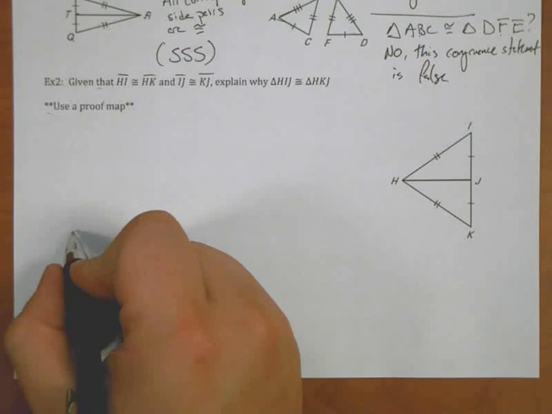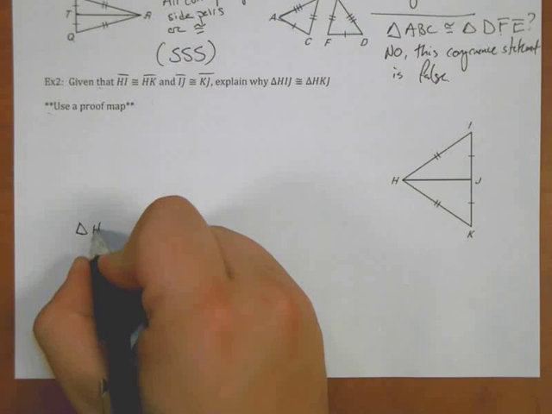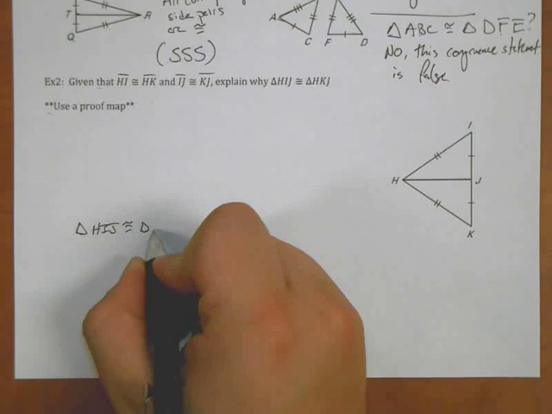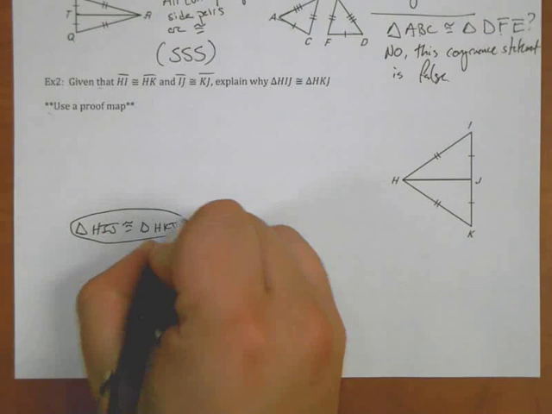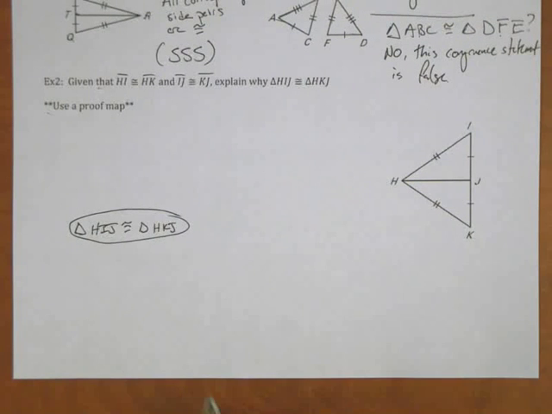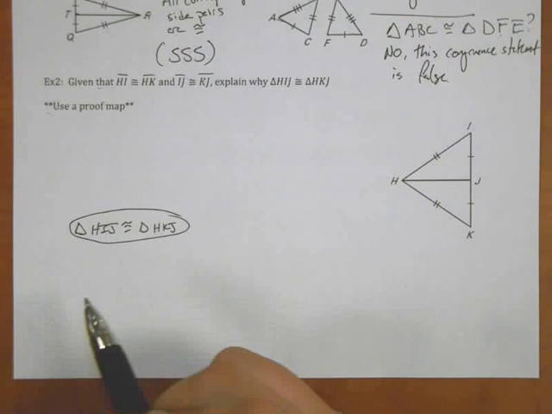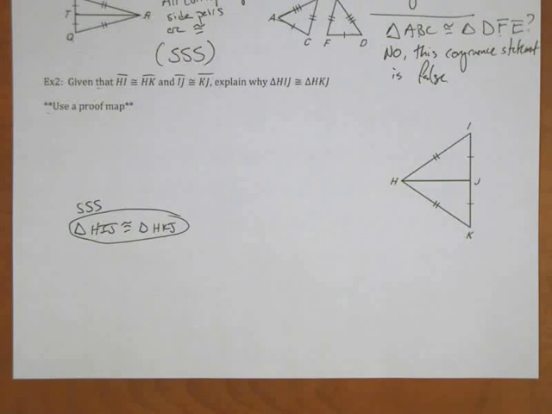So when I'm drawing a proof map, recall that's our flow chart, like a web diagram. Since I'm going to work backwards, I'm going to start with triangle HIJ is congruent to triangle HKJ. Remember that's a bubble, and then around the outside, I'm going to write my reason for why this is true. Right now, I only have one possible reason: side congruence.